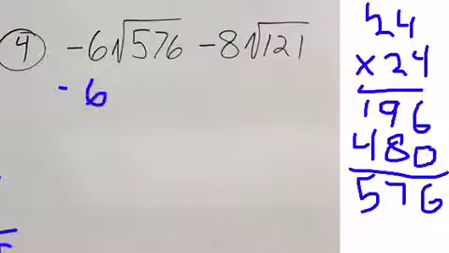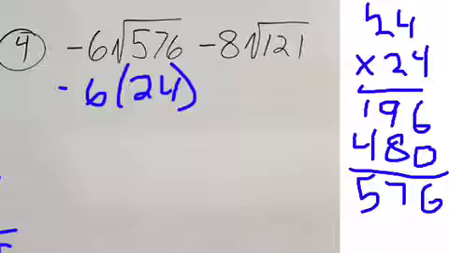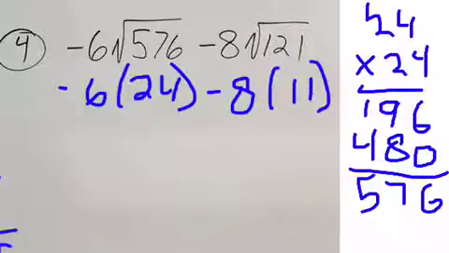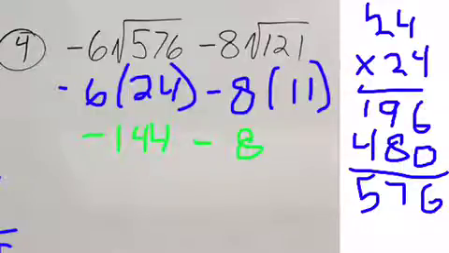So negative 6 times 24 minus 8. And the square root of 121 I actually know is 11. So I'm going to write that down for us so we know it. So we have negative 6 times 24 minus 8 times 11. We need to do negative 6 times 24. I know I'm going to have a negative answer. It's negative times a positive, so it's going to be a negative. I'm going to do 6 times 4 is 24. 6 times 2 is 12 plus that 4. So I'm looking at 144 minus, now 8 times 11 is 88.